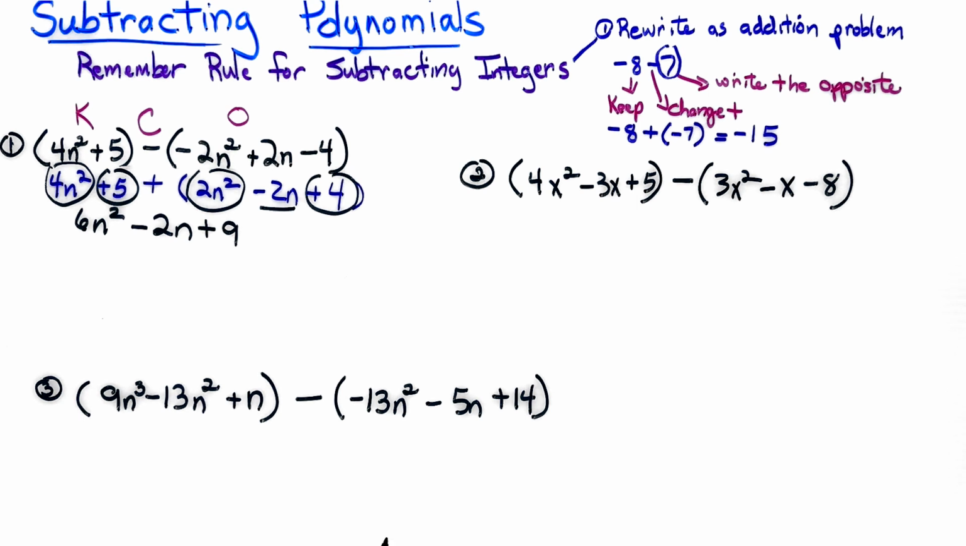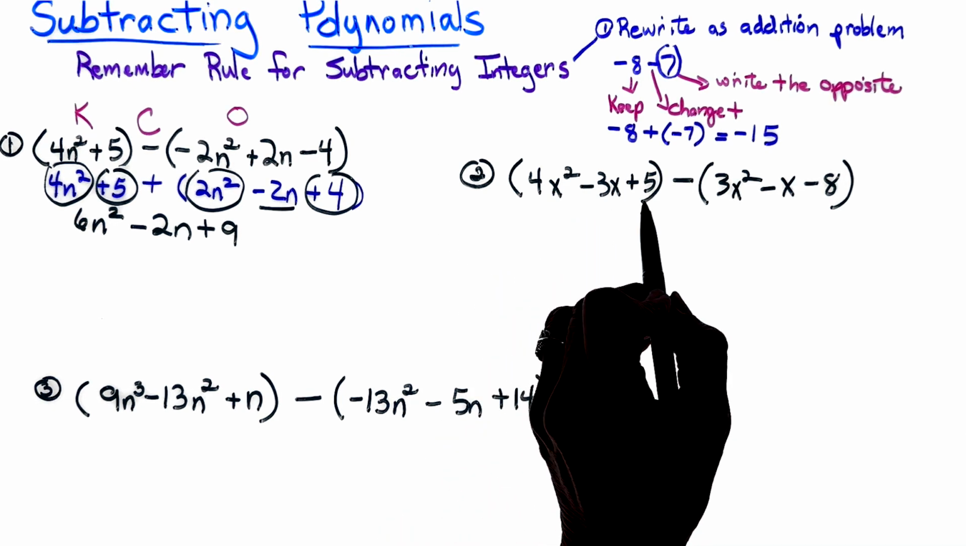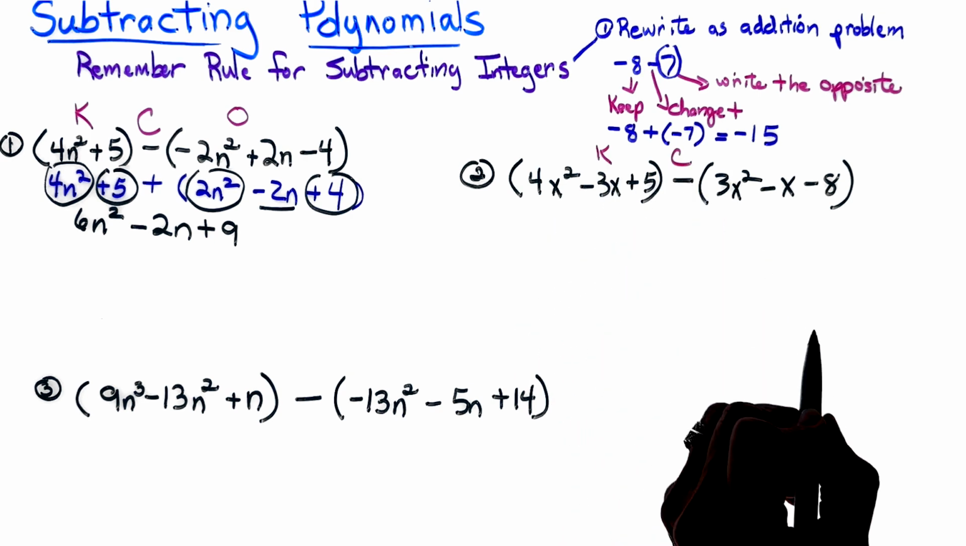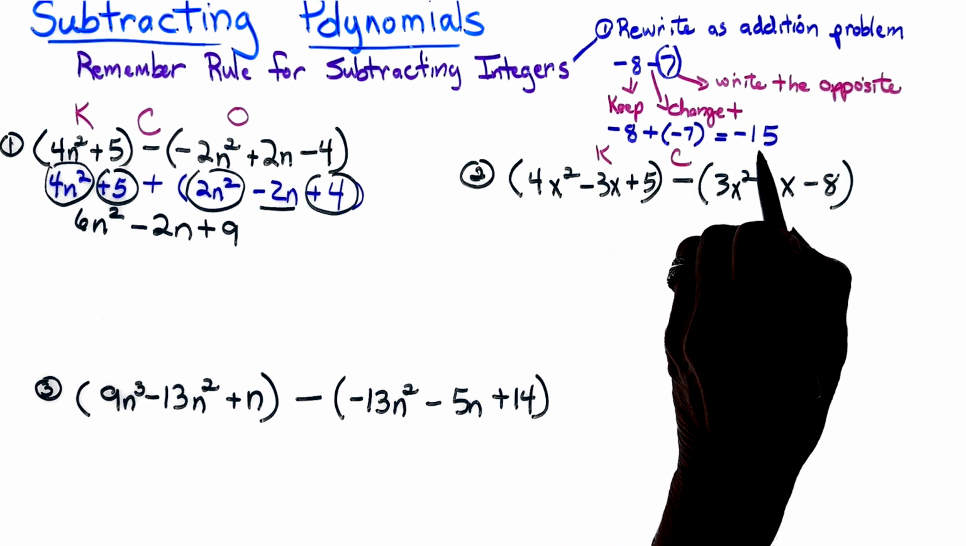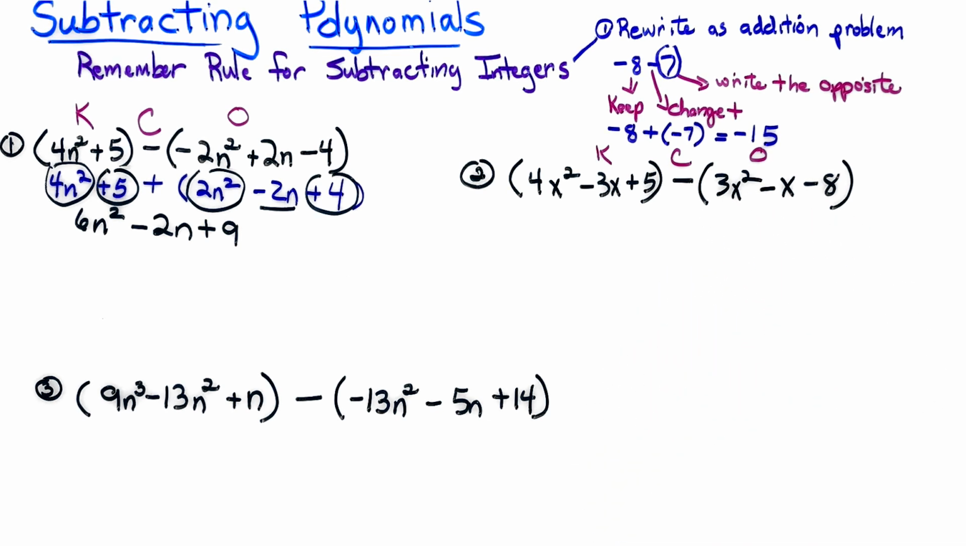Let's look at number 2. Our first polynomial is 4x squared minus 3x plus 5. We're going to be keeping that. We will change the sign to addition, and we will be writing the opposite of each term that is in 3x squared minus x minus 8.